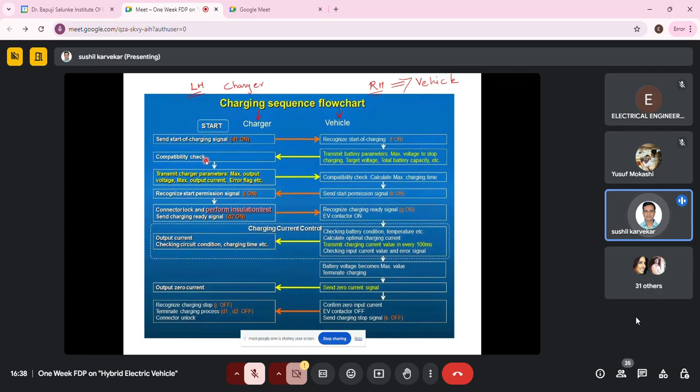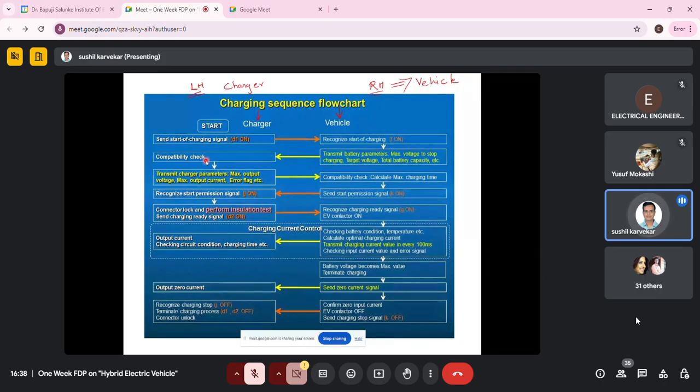Then we are going to also talk about the maximum current which will be used for charging the infrastructure. So that would be there. All right, and then again it is going to be sent to the vehicle, and we are going to ask the question whether the vehicle is compatible with this rate of charging or not.